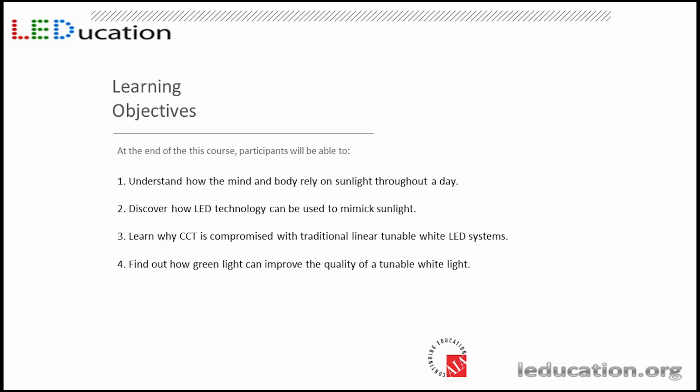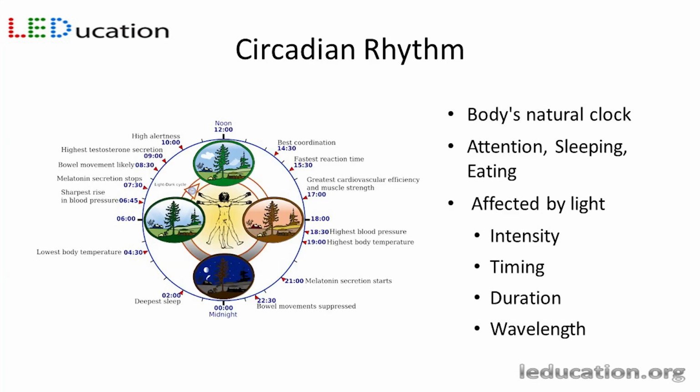This presentation will focus on adding green LEDs to the circuits that are generally used to do lighting with adjustable color temperature. We start with circadian rhythm, and this is just one of many applications where color temperature tunable light is desired. The circadian rhythm is the body's natural clock. It provides some of the timing for alertness, attention, sleeping, eating, and other body processes. The rhythm is affected by and synchronized to light exposure.